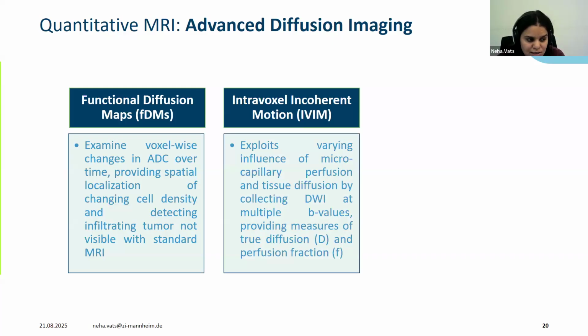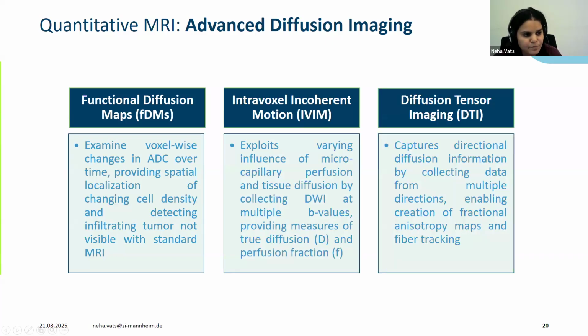Another one is intravoxel incoherent motion, IVIM. It exploits various influence of microcapillary perfusion and tissue diffusion by collecting DWI. The DWI I showed you in the previous slide only used two B values. One is just 0, that is not a B value, but only one, that is B1000. But here we use multiple B values, and it provides measures of true diffusion and perfusion fraction.